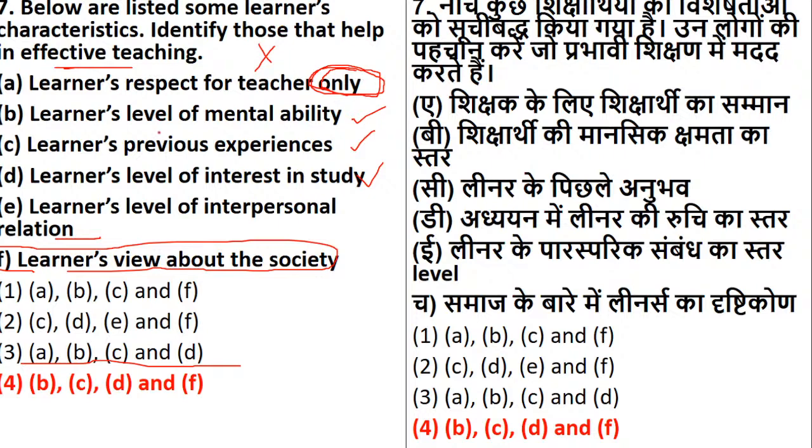Previous experience means what exactly the learner has learned from his previous knowledge. That is the meaning of previous experience, previous knowledge. Fine. So option number 4 is the right option for this. Interpersonal relationship will not be a part of it.